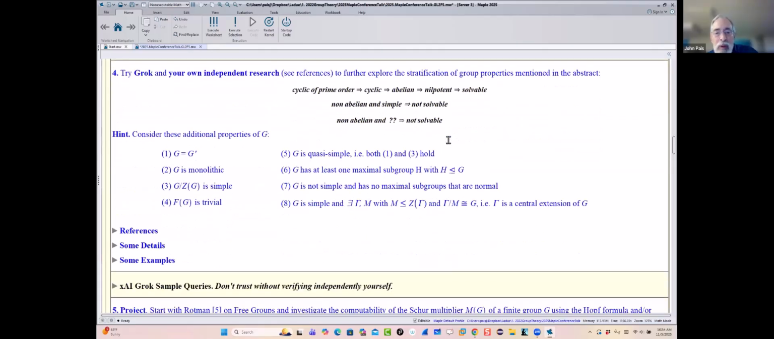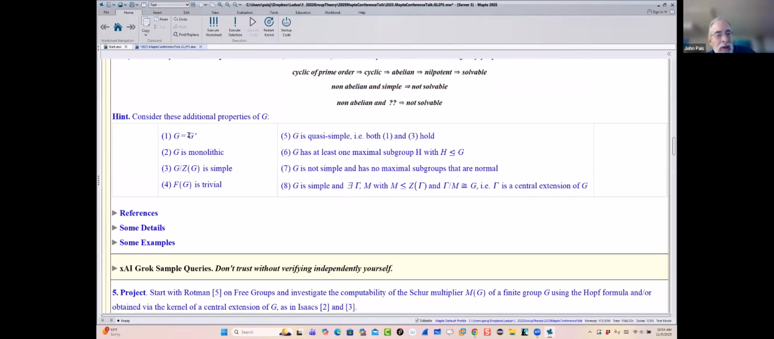Now this is the non-solvability part. As we saw in the abstract, we know that if we have a non-abelian simple group, then it's not solvable. So the question is, can we replace simple with some other property that's not so strong? And so I give them some properties to consider. Basically, the group is perfect, monolithic, G mod Z of G is simple, the Fitting subgroup is trivial, and then if 1 and 3 are true, then the group is quasi-simple, and then some other ones.